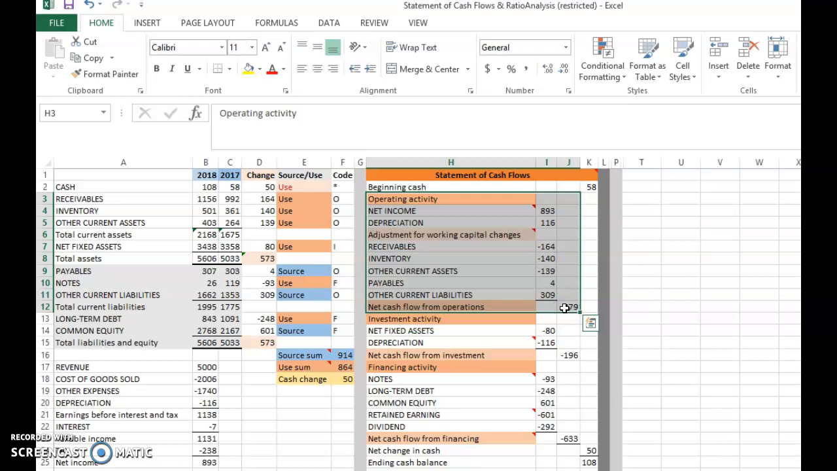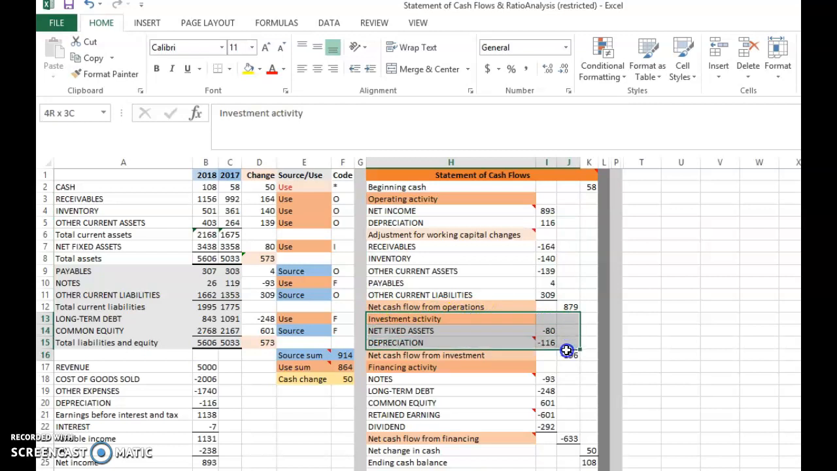So that completes the first part of the statement of cash flows. Now the second part deals with investment, cash flow from investment activity, CFI. So this is here, highlighted here. For investment activity, you start with net fixed assets, which is here, only one item here, which is 80. It means that this 80 is actually a use, therefore it's negative here, because it's an asset. An increase in an asset item means a use of cash, therefore it's negative, cash outflow.